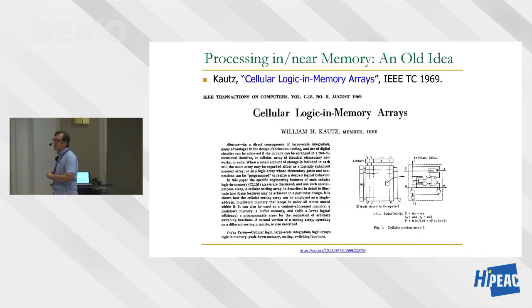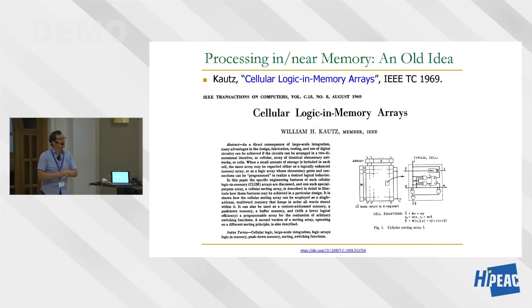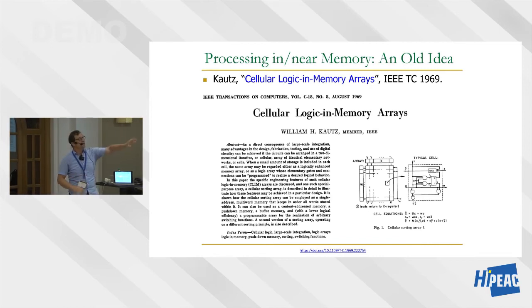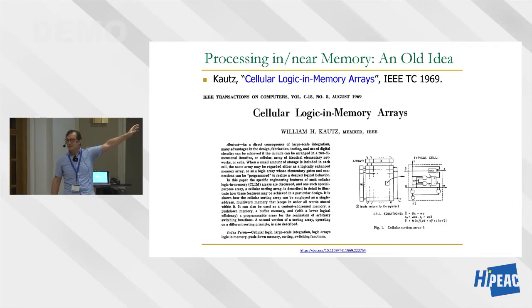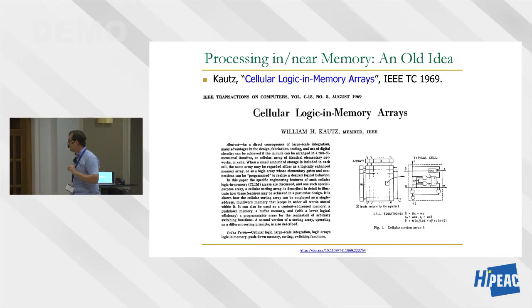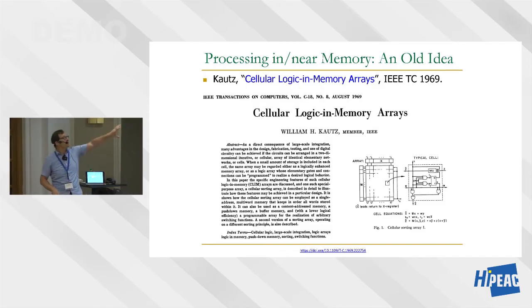Okay, so let me also say that historically, processing in or near memory is not a new idea. This is the earliest paper that I could find on the topic. I'd recommend people to look at it. It's 1969, a very beautiful paper by William Coates. They put basically memory, logic close to memory. This is an example of processing near memory, as I will define it.